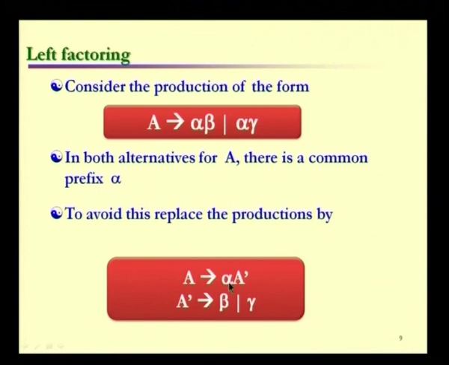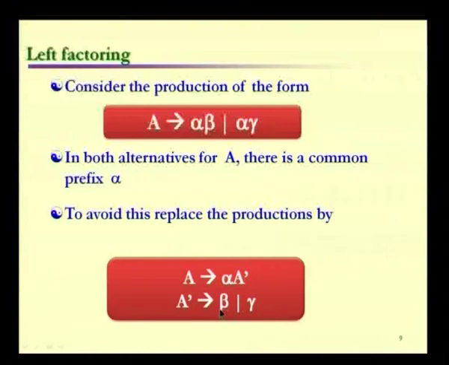So, you write it and then you introduce A prime, because the entire sentential form is not over; still we have something more to be appended with this alpha to produce the actual sentential form. So, for that we introduce A prime, and for A prime you rewrite whatever remains. We have beta in the first alternate and gamma in the second alternate. So, you will have either beta or gamma.